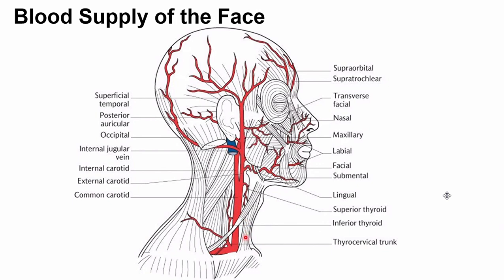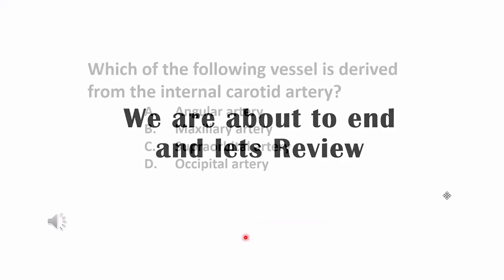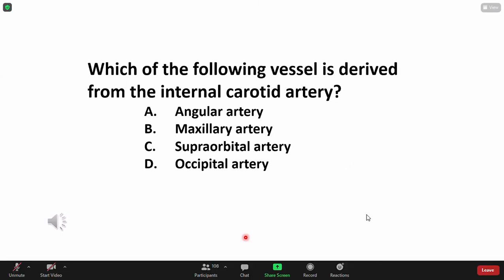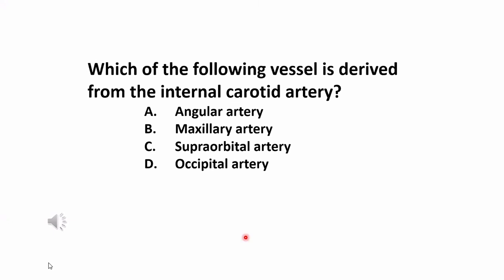All right? Now, which of the following vessels is derived from the internal carotid artery? Letter C. Come again? Supraorbital. Yes, it's supraorbital.